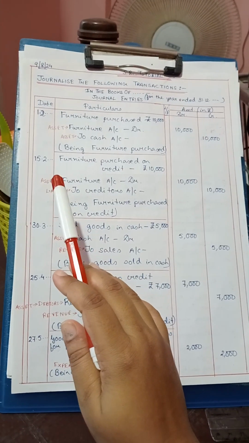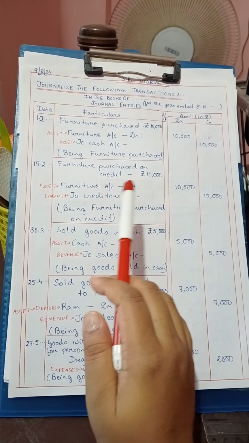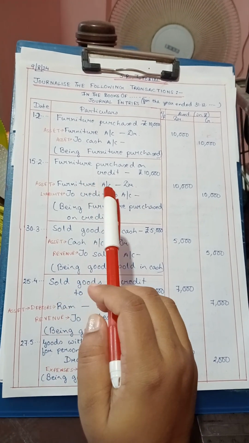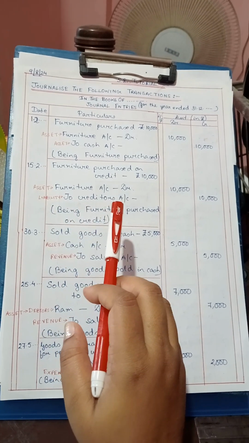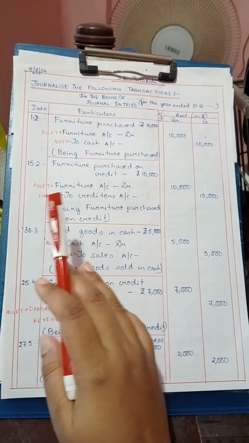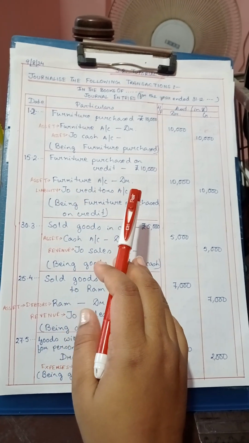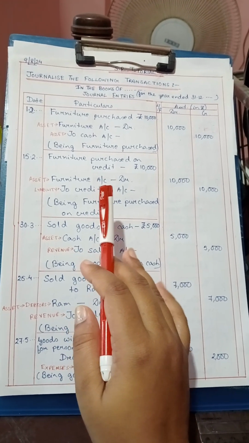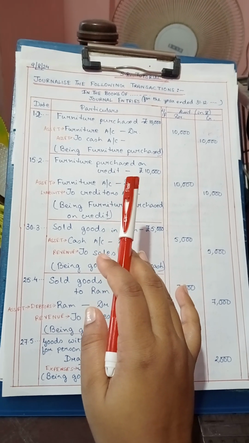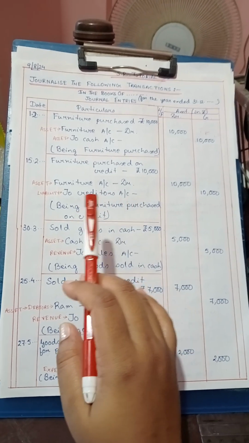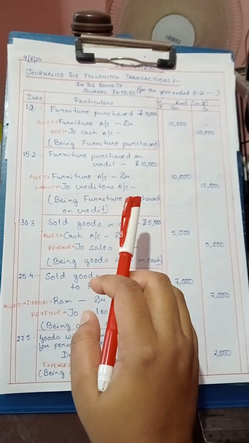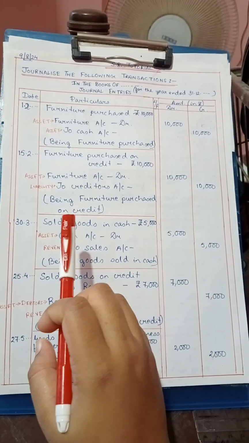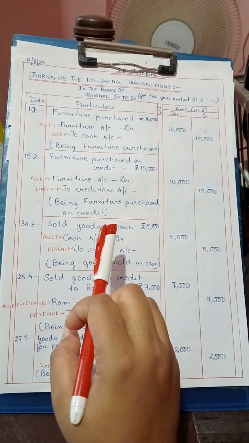Then in the month of February, 15th, you see furniture purchased on credit rupees 10,000. So furniture account is an asset, when it comes into the business it increases, so it should be debited. And since it has been purchased on credit, at the same time the liability position of the business also goes up. So to creditors account, because we know when a liability increases it should be credited, so it's a liability, so to creditors account, 10,000, 10,000, being furniture purchased on credit.